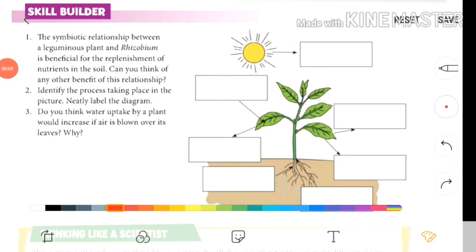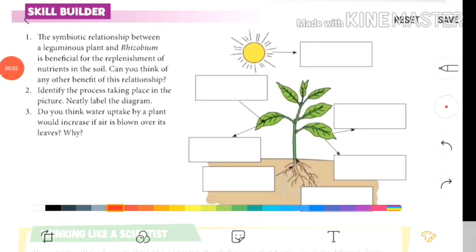Now the third question: do you think water uptake by a plant would increase if air is blown over its leaves, and why? Water can be taken up because of the loss of water through stomata in the leaves. If you blow air on the surface of the leaves, too much water is lost, so due to the lack of water, water will be taken up towards the leaves.